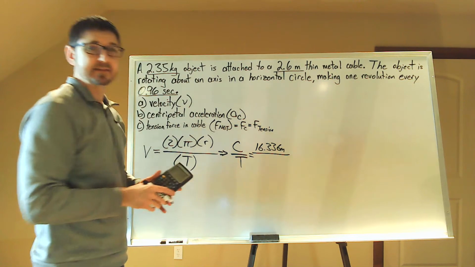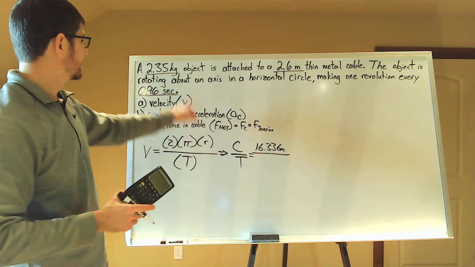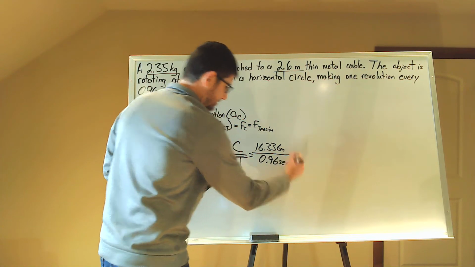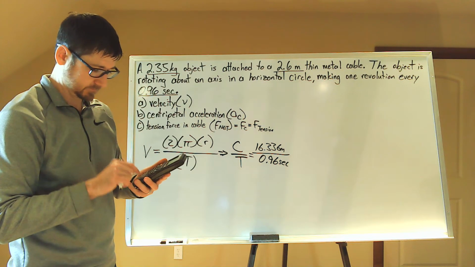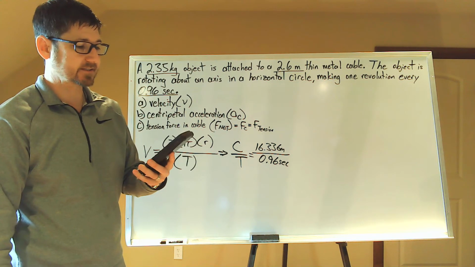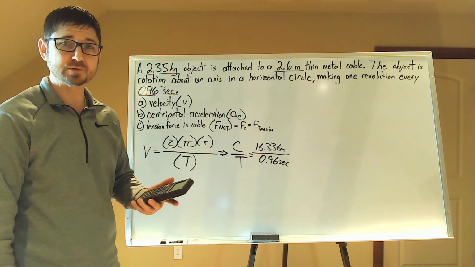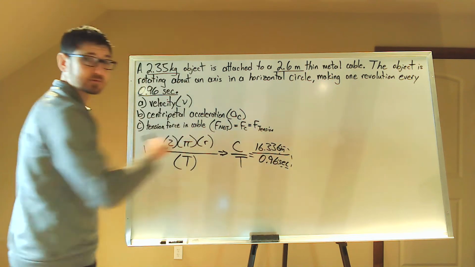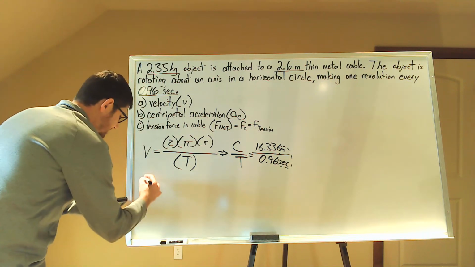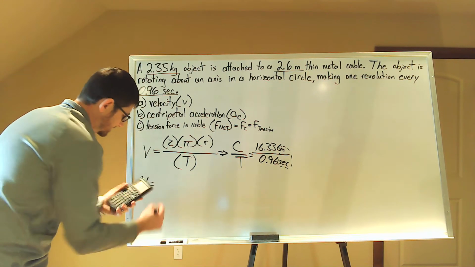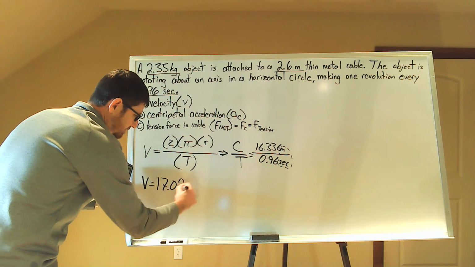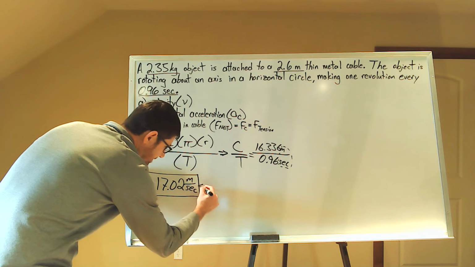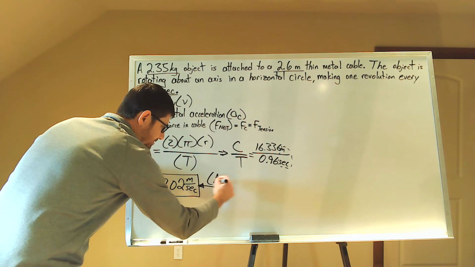We're going to divide this by the time period, 0.96 seconds. And this gives us 17.02 meters per second. So let's take a look at the units there, meters per second. So velocity, 17.02 meters per second. And this is the answer to part A.